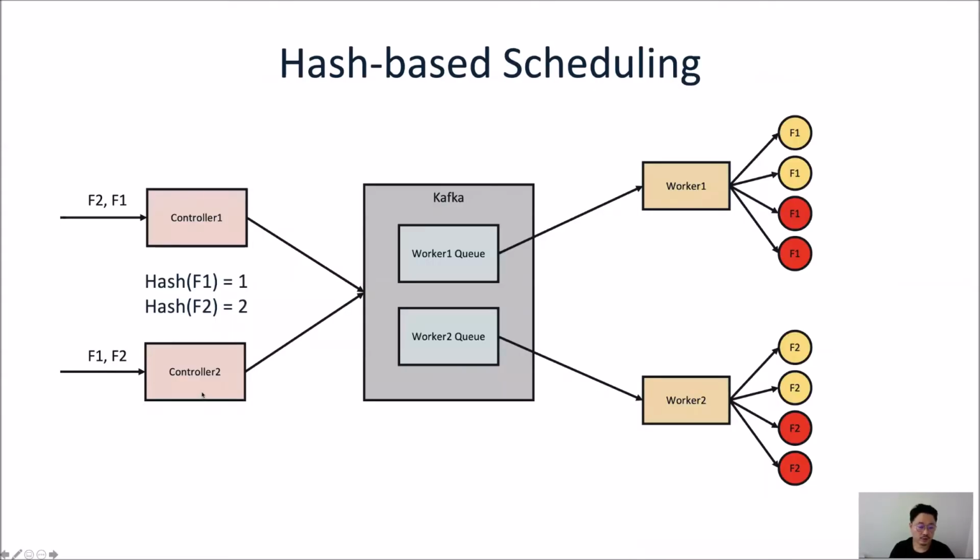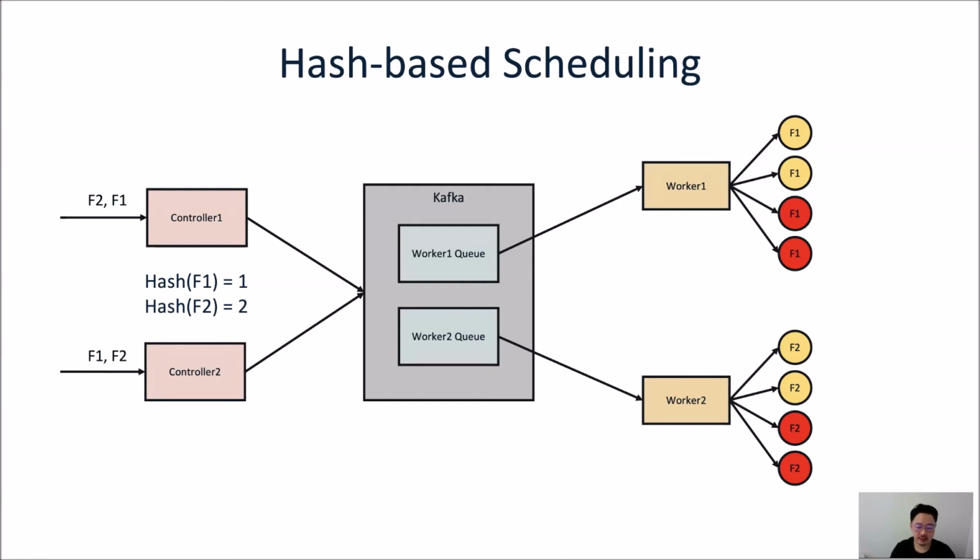Apache OpenWhisk uses a hash-based approach. So controllers use a hash function to select a worker to execute the function. Therefore, each function has its own designated worker. In this way, multiple controllers can easily select the target worker without any distributed decision.